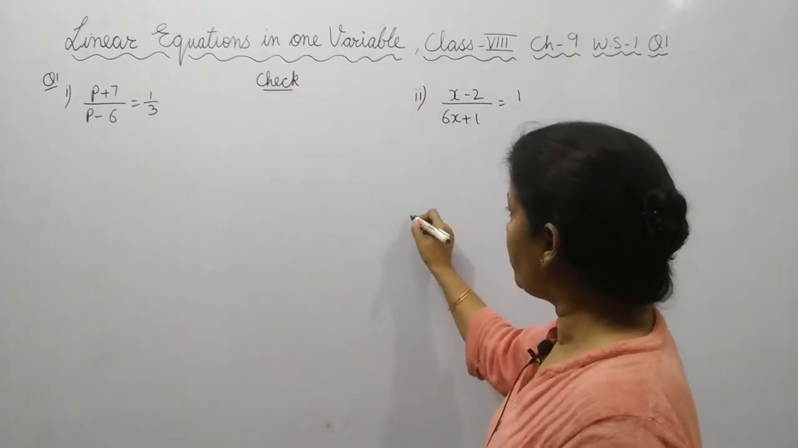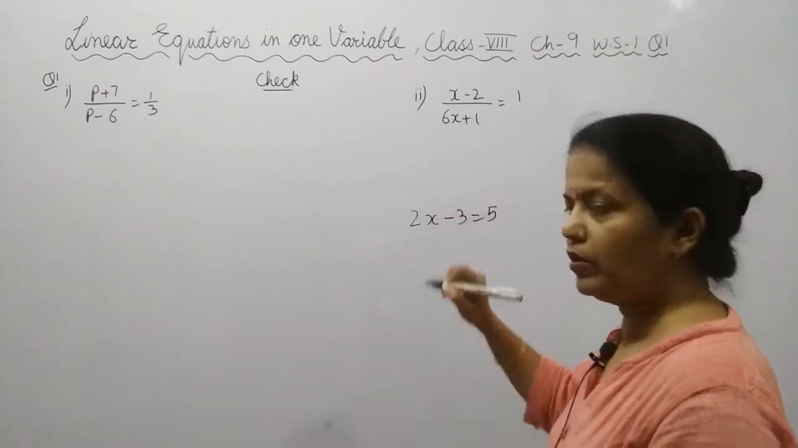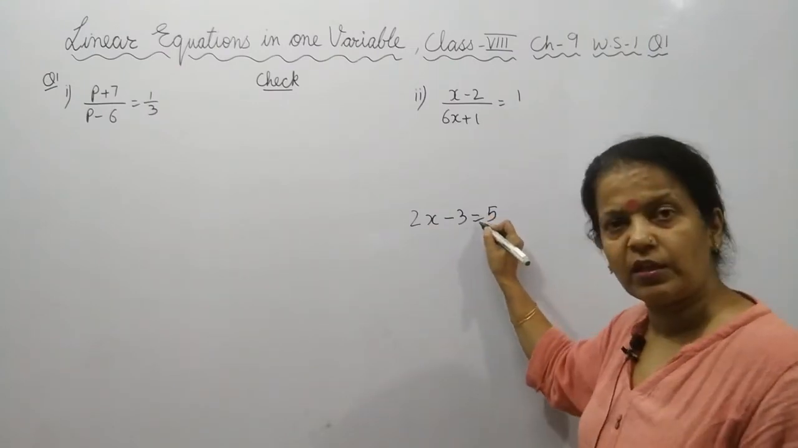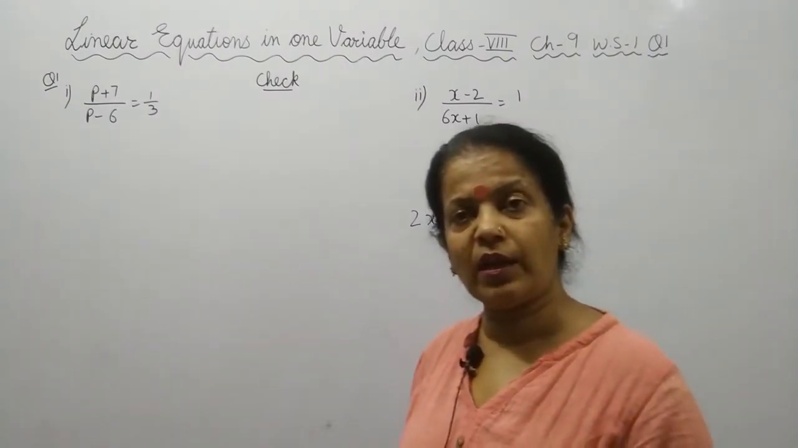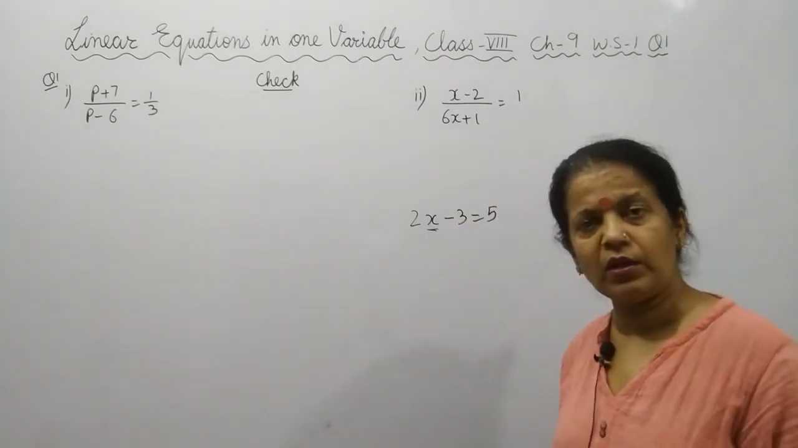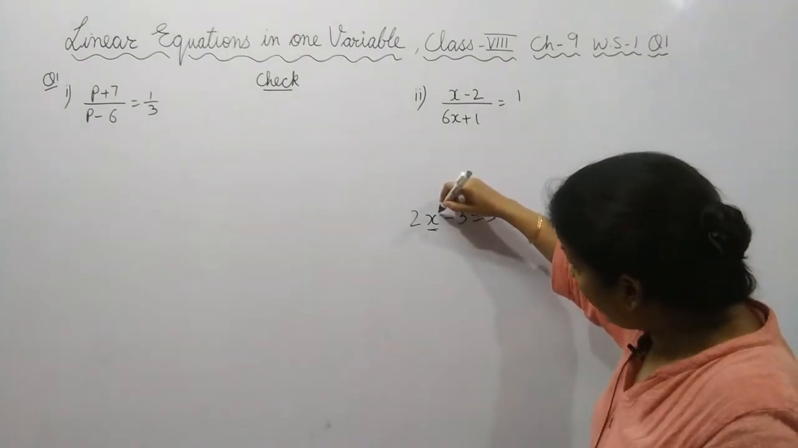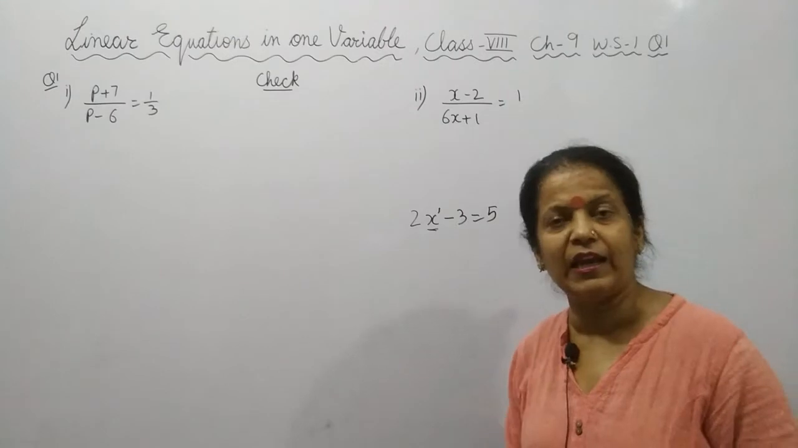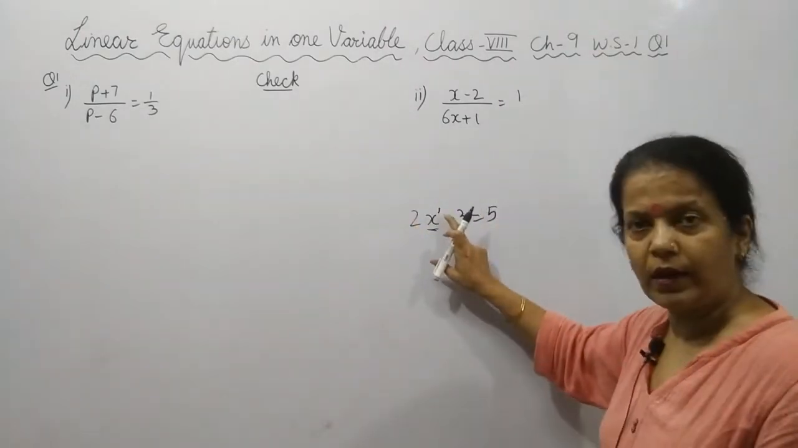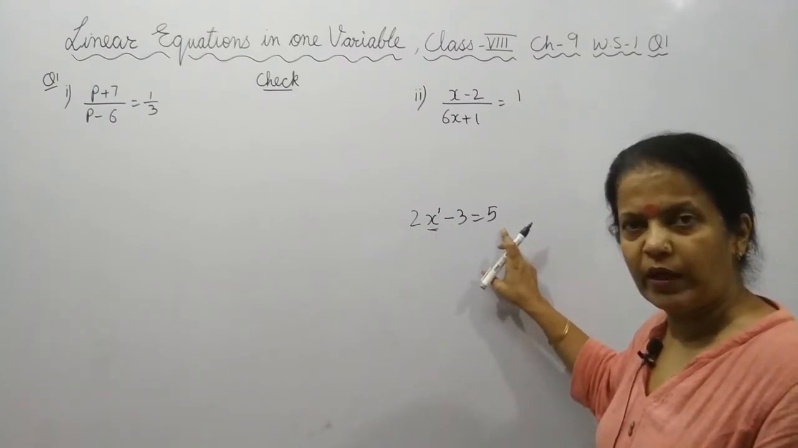We can take one example also, like 2x minus 3 equal 5. It is an equation because the equal sign is there. And why is it a linear equation in one variable? Because it has only one alphabet. One variable means one alphabet, and the degree is related to the highest power, and the degree is 1. So therefore it is a linear equation in one variable.